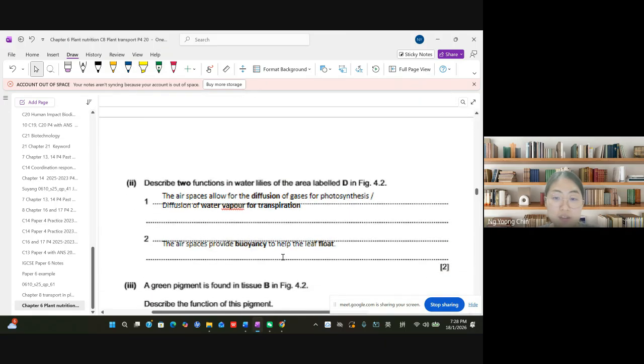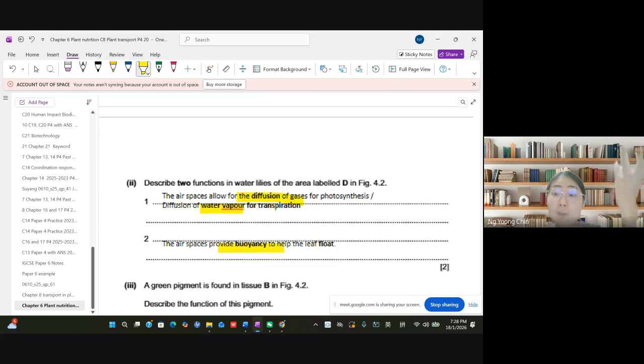So that's why you need the airspace to do what? You need airspace for two reasons: to provide the buoyancy, and to allow for the diffusion of gas, which is for the carbon dioxide and the oxygen, and also the diffusion of the water vapors during transpiration. You should mention the keywords diffusion, water vapors, or the gas.